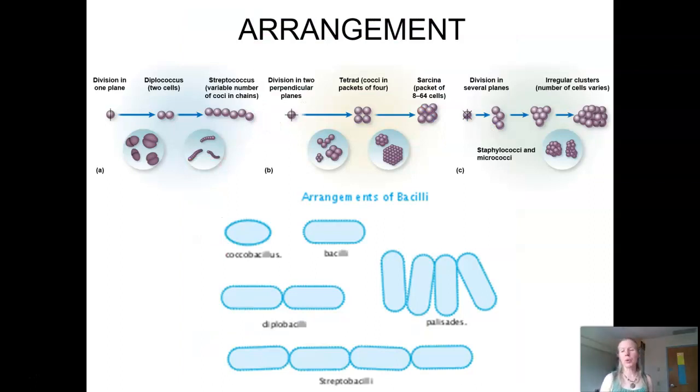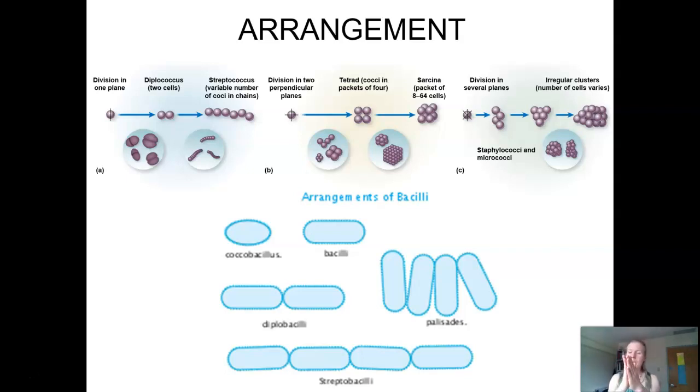Another thing that you're going to use as you try to distinguish bacteria is their arrangement. If you think about how bacteria multiply, they are just undergoing binary fission. You're taking one bacteria and splitting it into two, and then each of those grows large enough and they're going to split into two again.